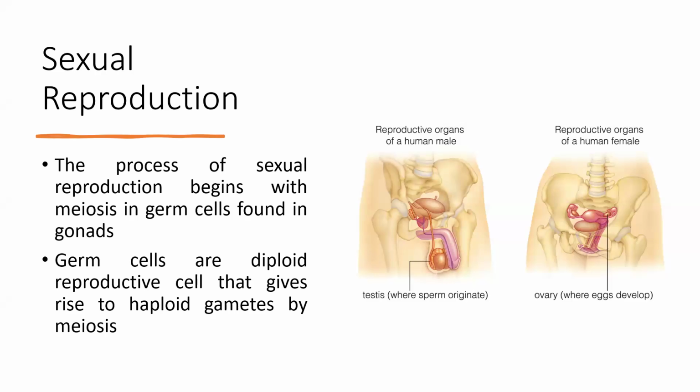So in the testicles and in the ovaries, we have these germ cells, which will undergo meiosis to produce gametes. So once again, gametes are the sperm and egg. All right? Germ cells are found in gonads, and they will undergo meiosis to produce gametes. Are we together?